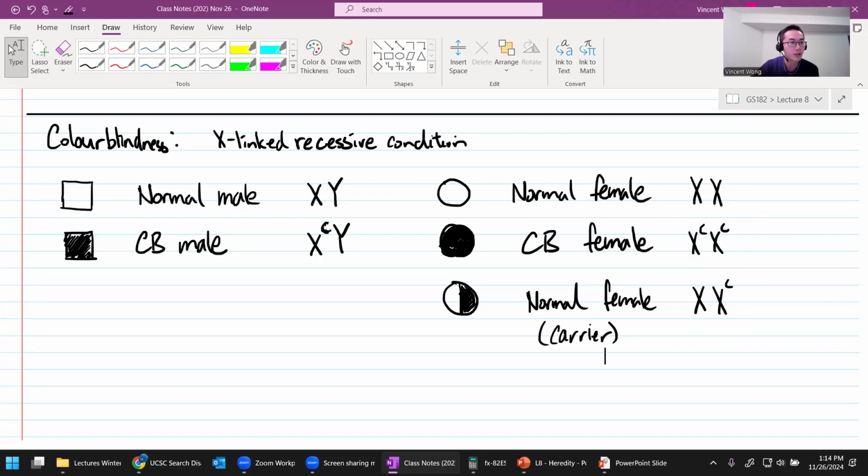Can there be a mutation in this? Yeah, this is caused by a mutation, okay? But it's not something that you will get in your lifetime. If you're not born with it, then you're not going to catch it, or mutate and all of a sudden have color blindness, right? But it is an inherited mutation from the previous generation.